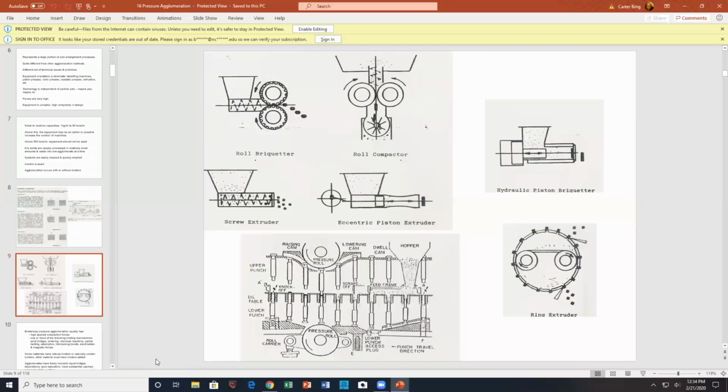Machines that will do this sort of thing, well, we have a briquetter, which we'll talk about. We have roll compactors, which we'll talk about. Then we have tableting machines. This is how you make tablets. You can have a hydraulic piston going back and forth, pushing out stuff. Piston briquetter. Obviously, you may need a cutter device to cut it off. Eccentric piston again, so piston.